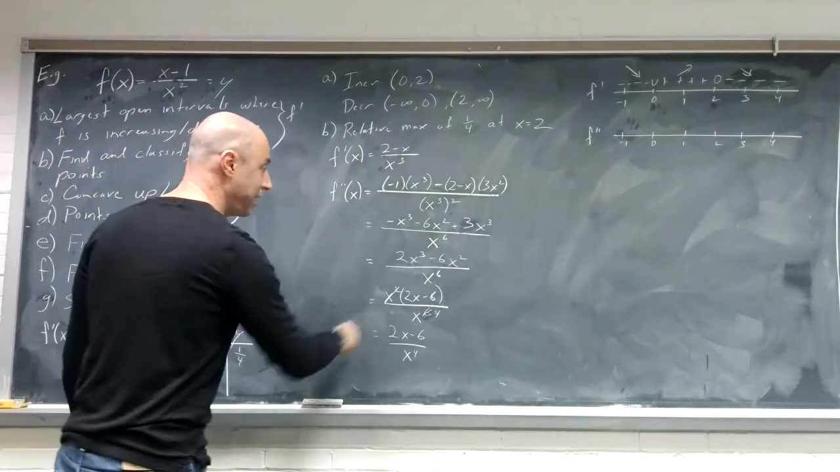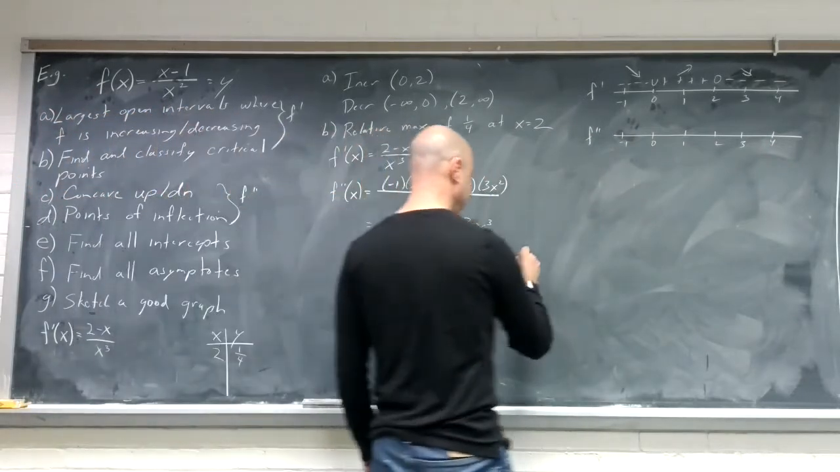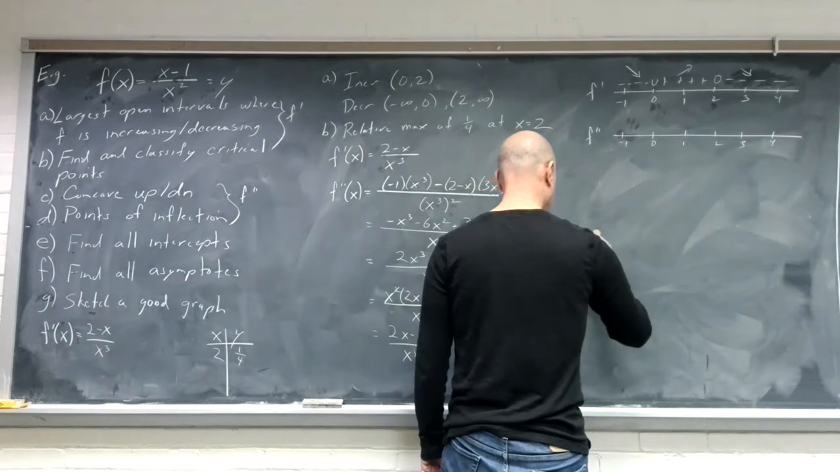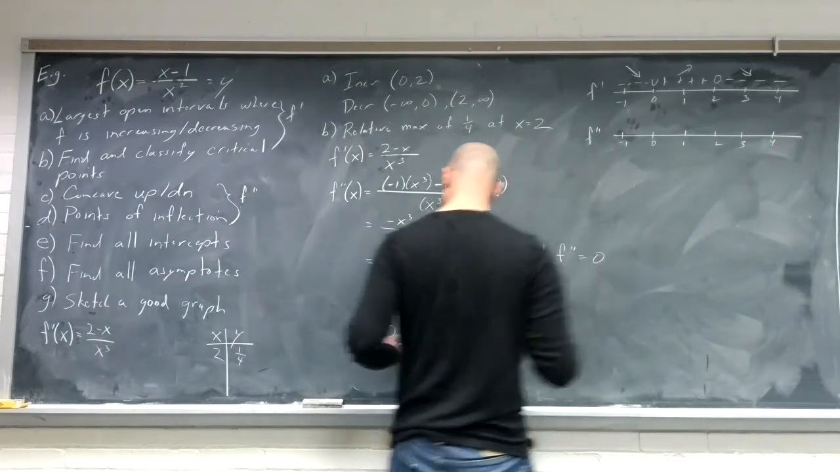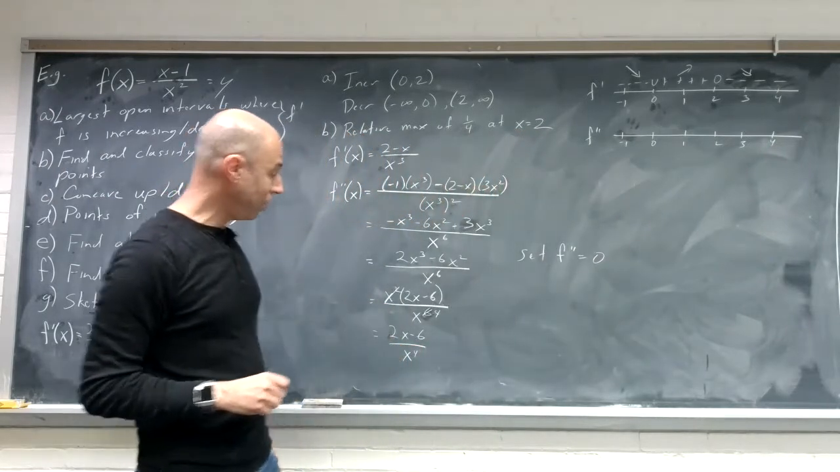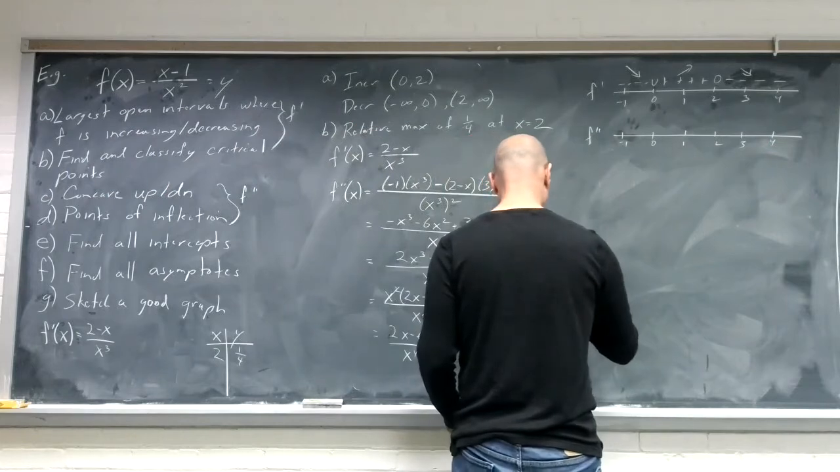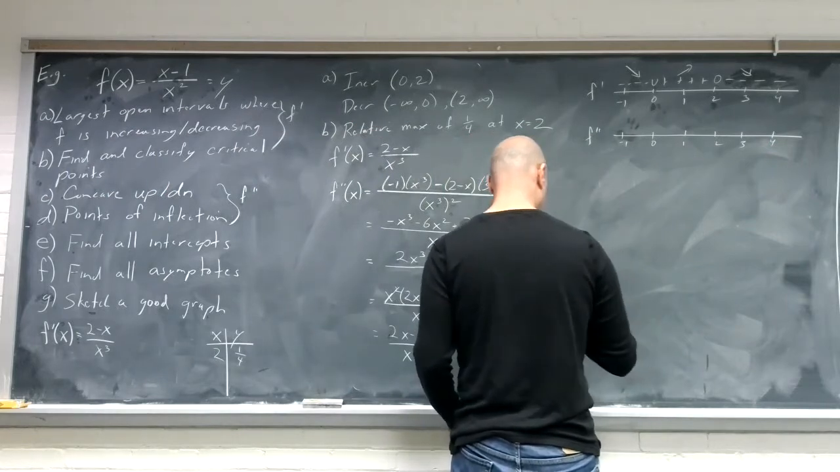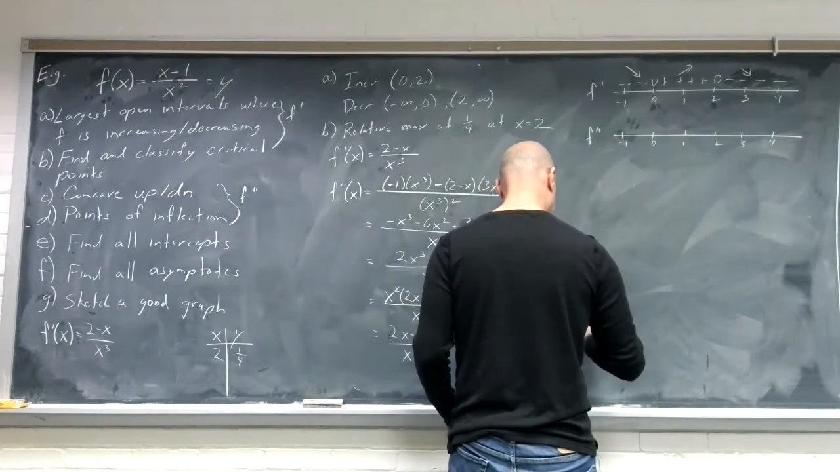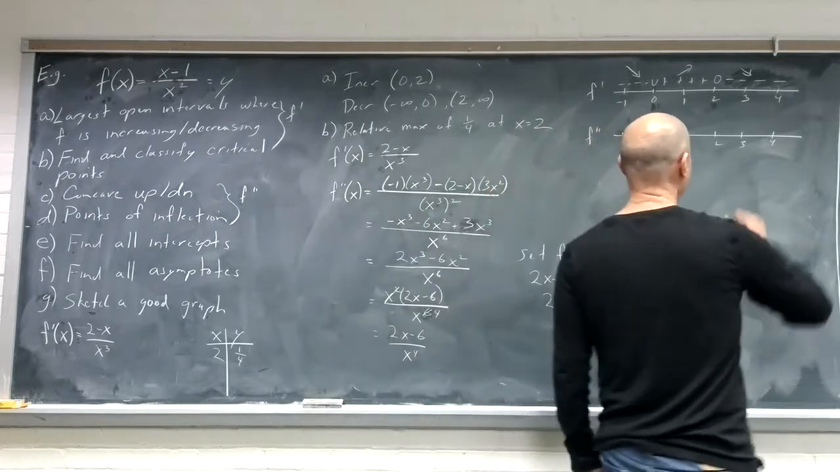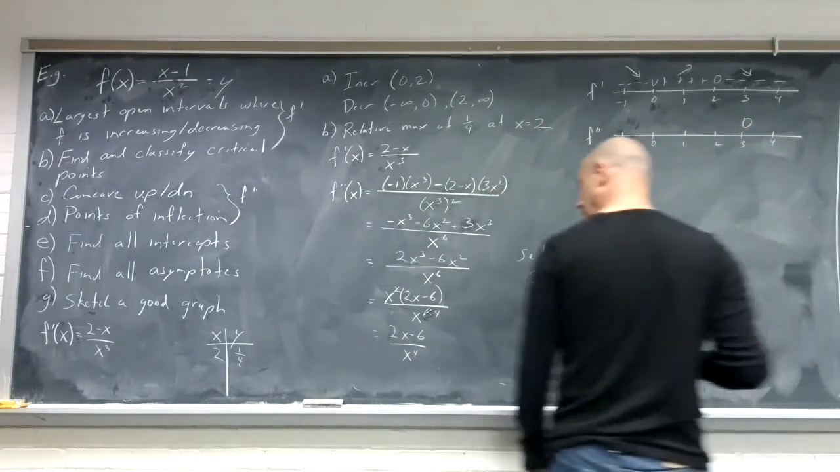And let's set the second derivative equal to 0. A fraction is equal to 0 where the top is equal to 0, so 2x minus 6 equals 0. So 2x equals 6, x equals 3. So we have a 0 at x equals 3.